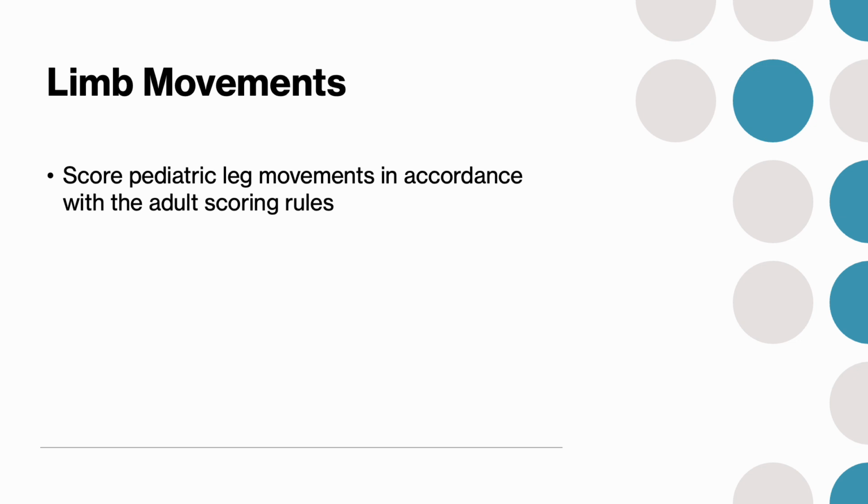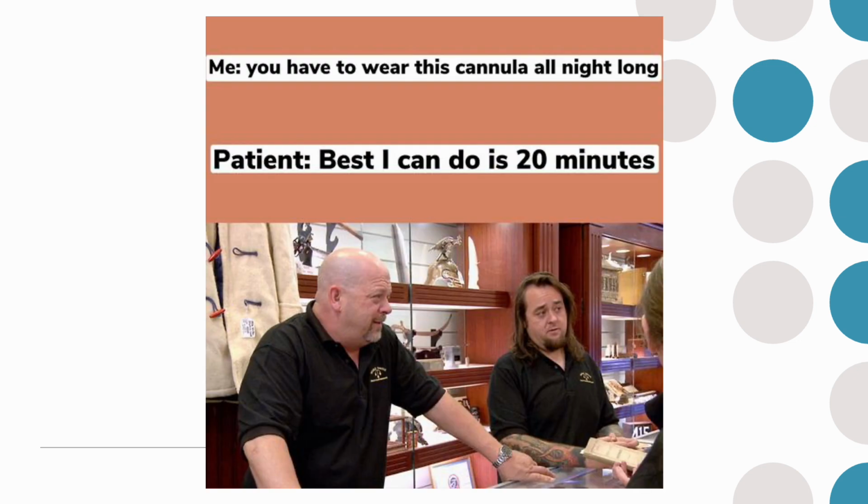Limb movements are scored with pediatrics, and they need to be scored just like they are with adults. And guess what? That's it.